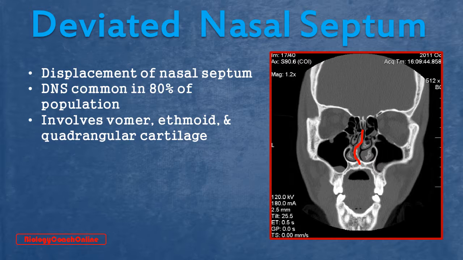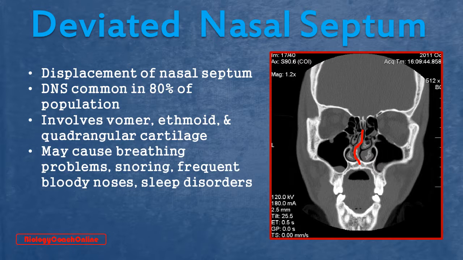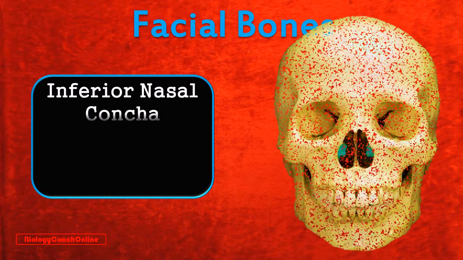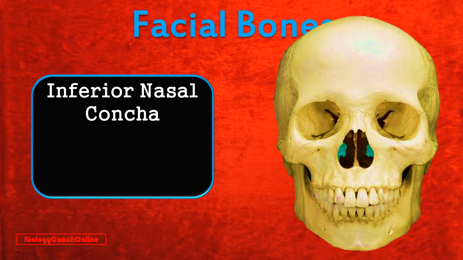Most people, of course, don't even realize they have a deviated septum. DNS involves the vomer, the perpendicular plate of the ethmoid bone, as we have seen, and the quadrangular cartilage. Now this is the cartilage that forms the fleshy parts of your nose and nostrils. DNS may cause breathing problems, snoring, frequent bloody noses, and even sleep disorders. And while DNS may be caused by an intentional or accidental blow to the face, it may also be congenital as well.